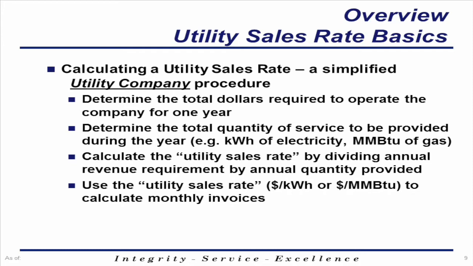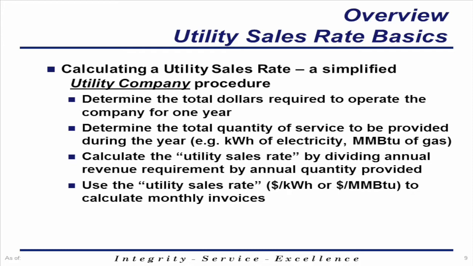Now, some variation of the method we're going to discuss here today is used by every utility company in the United States. The company determines for a one-year period how much it will cost to operate the entire organization. They also then determine the quantity of service they will provide through that year. So we're going to determine the total dollars and the total service provided for a year. Now that service, the units on that service could be kilowatt hours for electricity, million BTUs of gas, decatherms of gas, could be thousands of cubic feet or thousands of gallons of water.